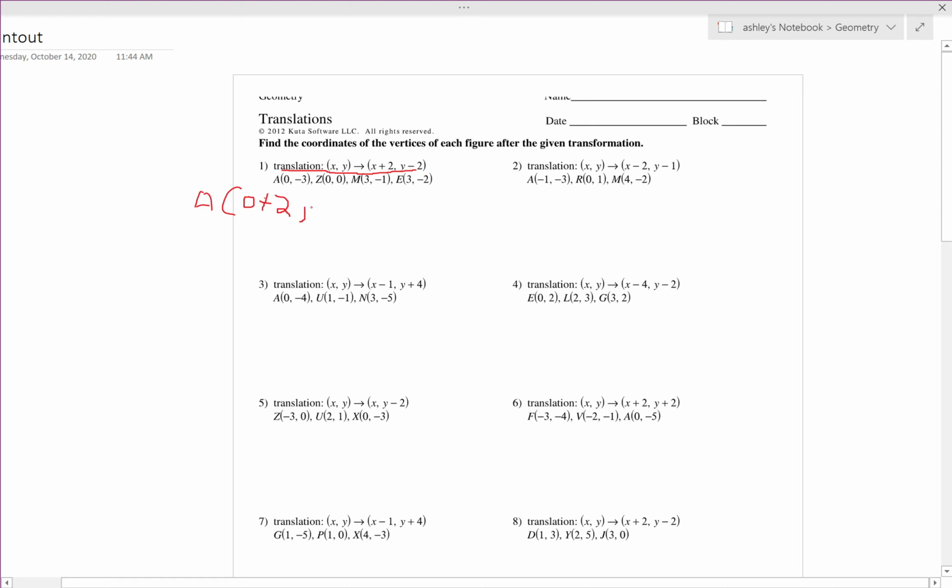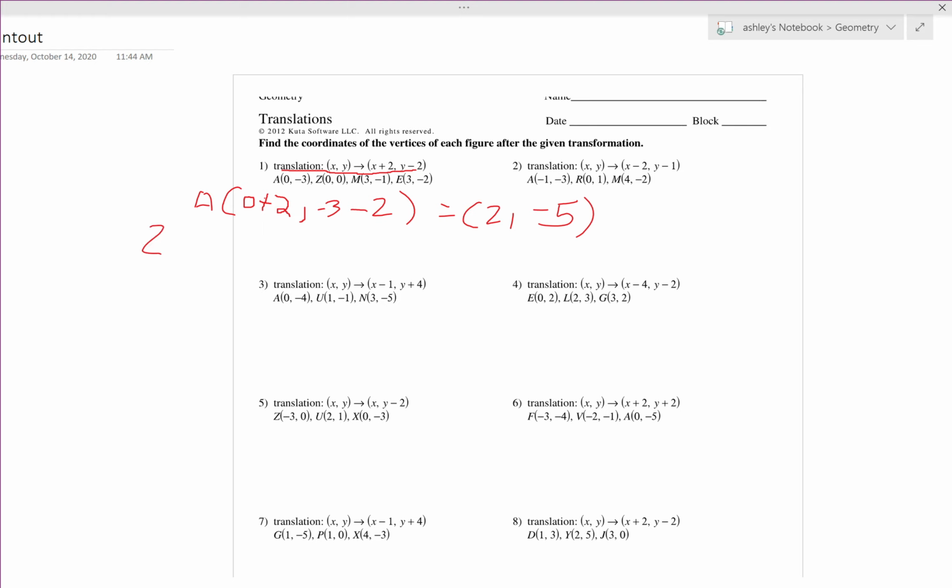My y is -3. And I'm going to do -3 minus 2. And I just want to simplify that. So 0 plus 2 I know is 2, comma, -3 minus 2 is -5. If you struggle with negatives, feel free to use a calculator or double check, ask me, whatever you need to do. And that's all these are. It's simply a matter of adding, subtracting, whatever you're told.